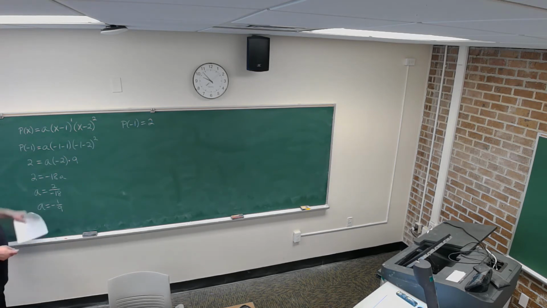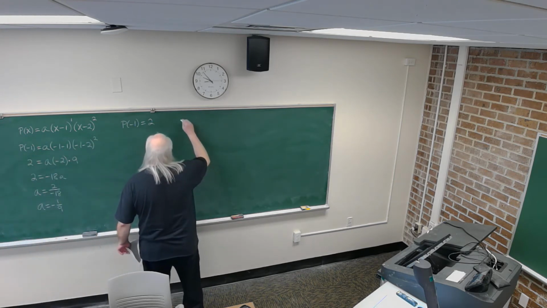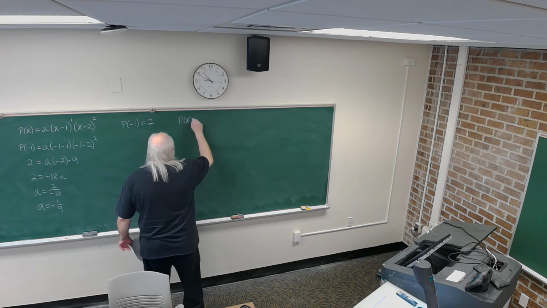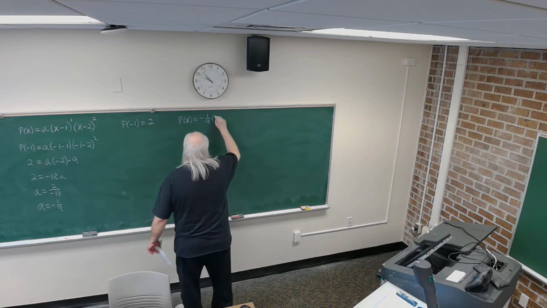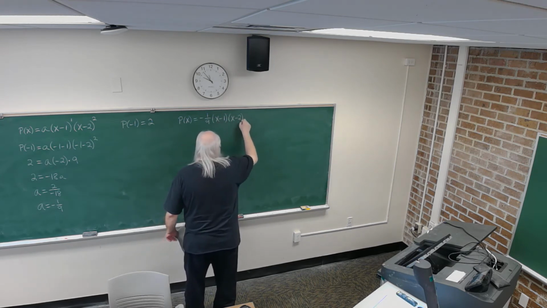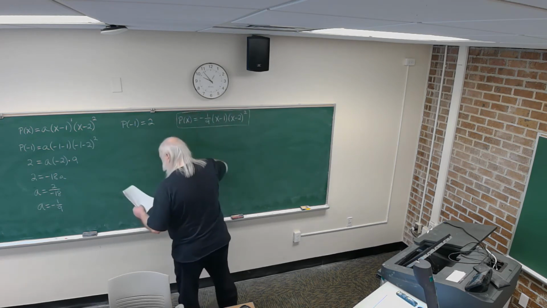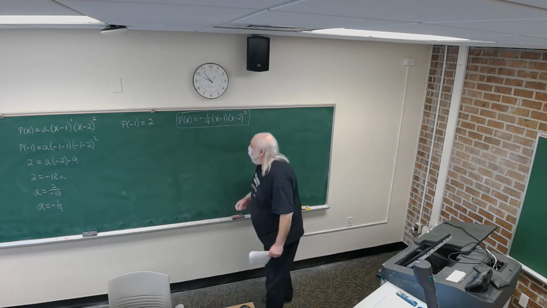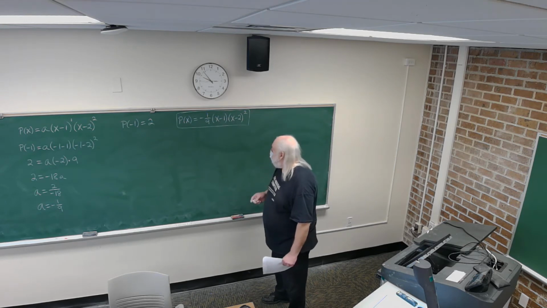So we put minus 1/9 in for a over here. And now we have the factored polynomial p of x. P of x is equal to minus 1/9 times x minus 1 times x minus 2 squared. So that is the cubic polynomial p of x. Okay? It meets all the conditions in the problem. Okay? And now we can graph it.